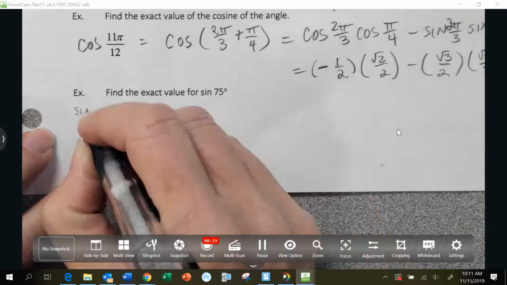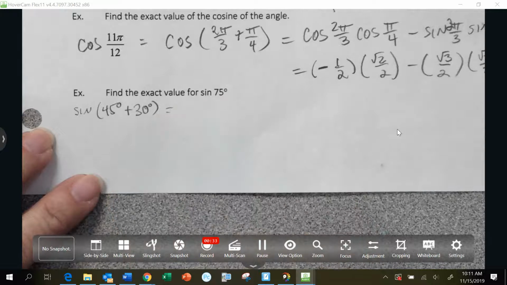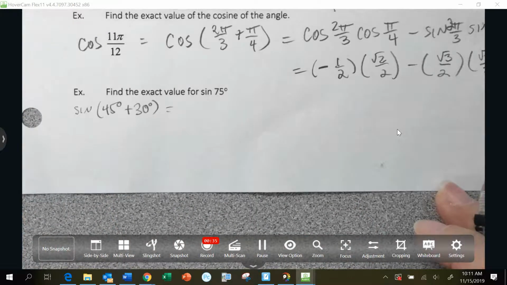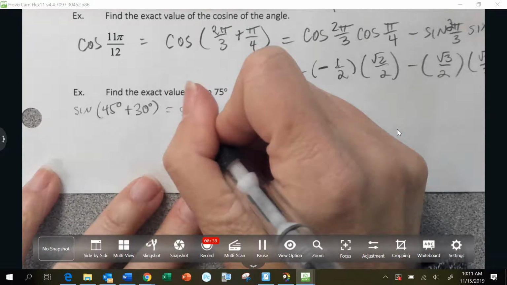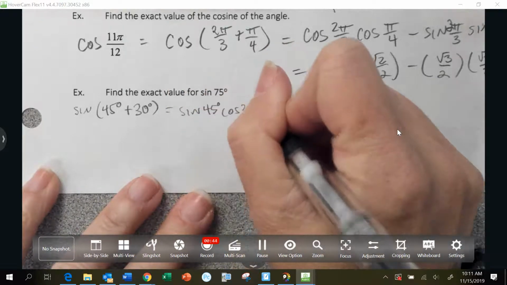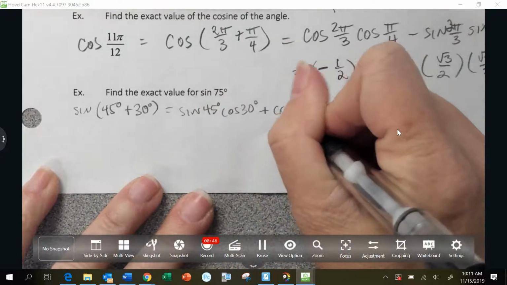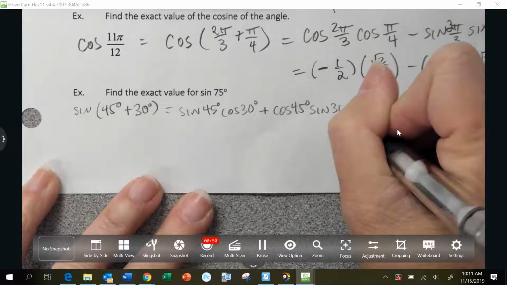So we have to do sine. Let's do sine of 45 plus 30. So we're going to go up and plug that into our sine addition, our sum formula. It says to do sine 45 times cosine 30 plus cosine 45 times sine 30.